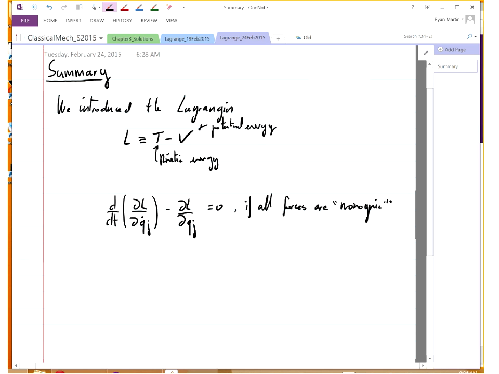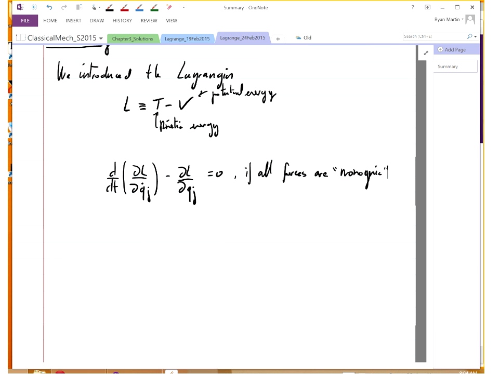Monogenic just means conservative, but it also includes the magnetic force. So the magnetic force is not simply given by the gradient of a potential, like a conservative field. It's given by a little bit more complicated expression based on the generalized potential. That's really the only difference between a monogenic and a conservative force. Monogenic is an expanded definition of conservative so that electromagnetism can be included mathematically in the same way. Okay?